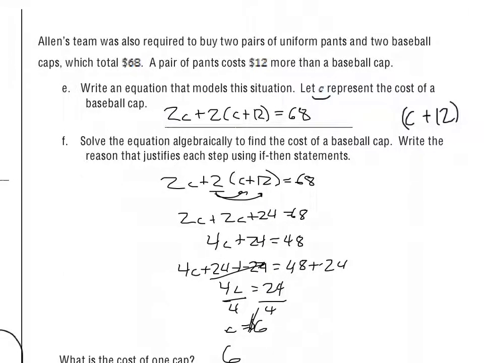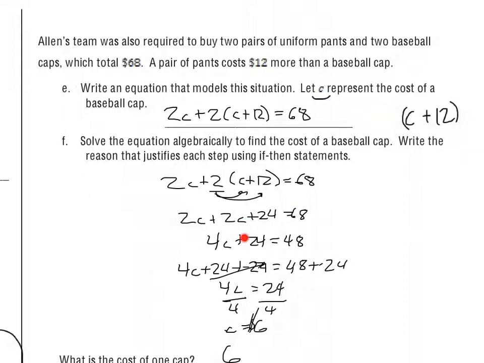As we look over here, this is the one that gets pretty complicated. We have 2 times the amount of the cap, and we have 2 times the amount of the pants, and we said that the amount of the pants was C plus 12, so 2 times C plus 12. As I come through here, I'm going to do some simplifying of this equation first. I'm going to distribute. That's going to give me 2C plus 24.